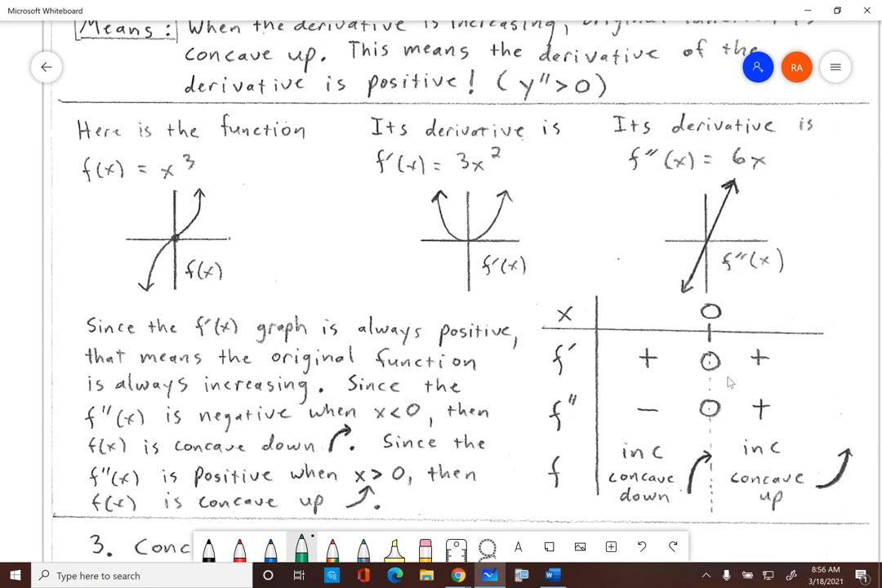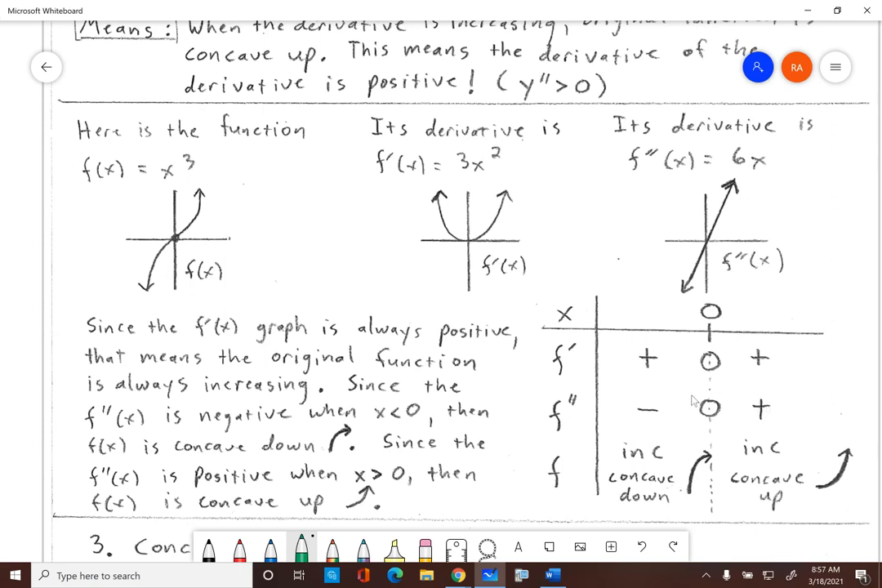So the second derivative does equal 0 at 0. And then if I check a number to the left, like -1, I get a negative value. If I plug a number to the right of 0, like 1, I get a positive value. So here's what this is saying. To the left of 0, x cubed is concave down. And that's what I'm saying here. This is a concave down graph. And to the right of 0, the original x cubed graph is concave up because the second derivative is positive.